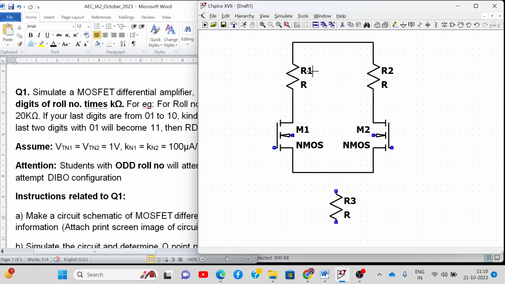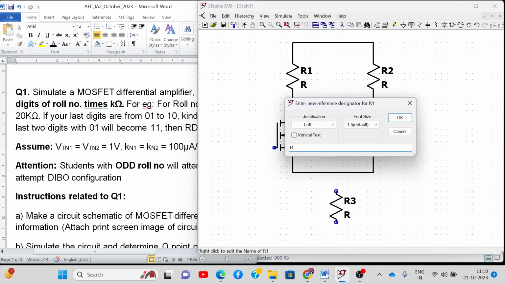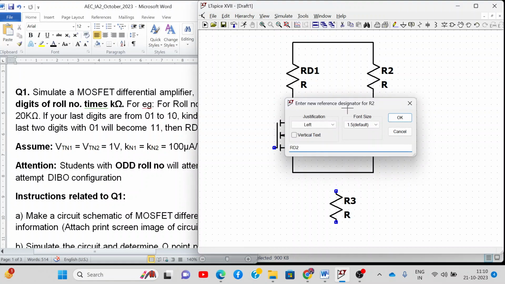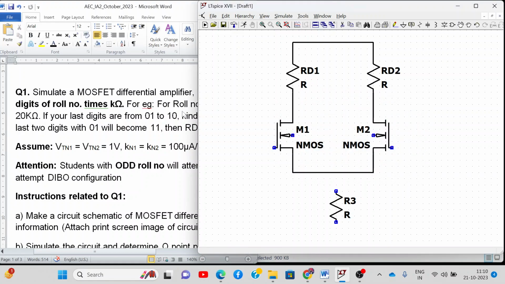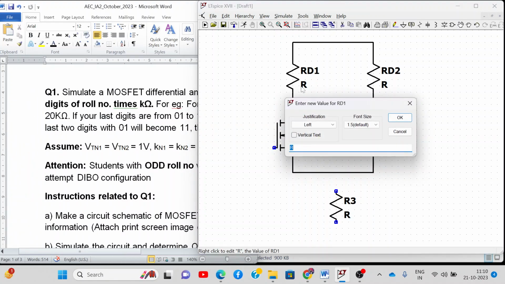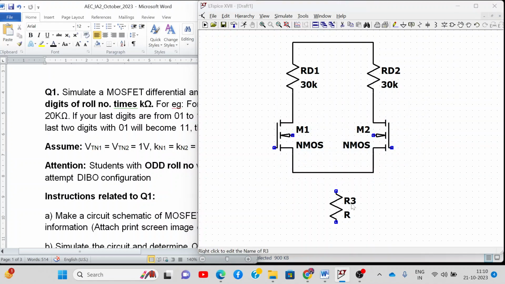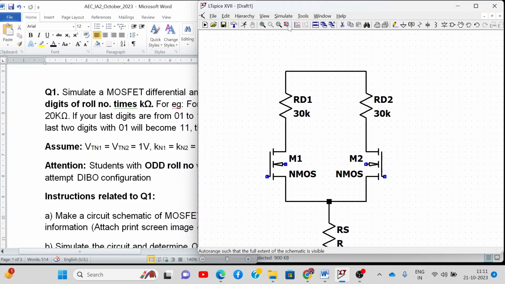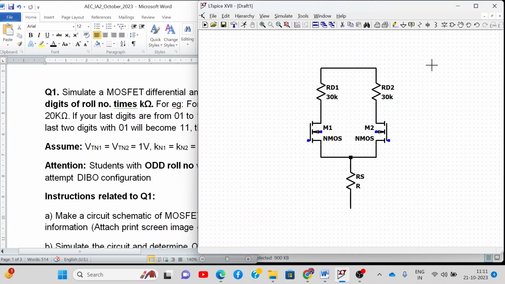Okay, this is done. So rename it as RD1. This will be RD2. And the value we can take as anything; right now I am not taking the specific values. Let me take it as 30k. This is also 30k. And this is RS. I need to connect it to the negative supply. All right, this is how my differential amplifier will look.